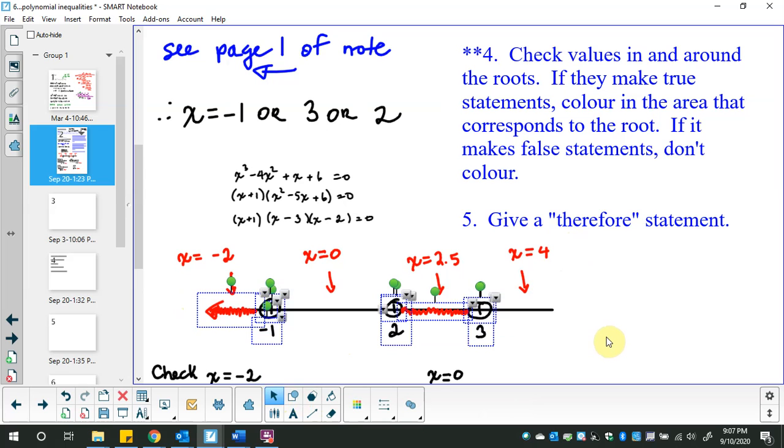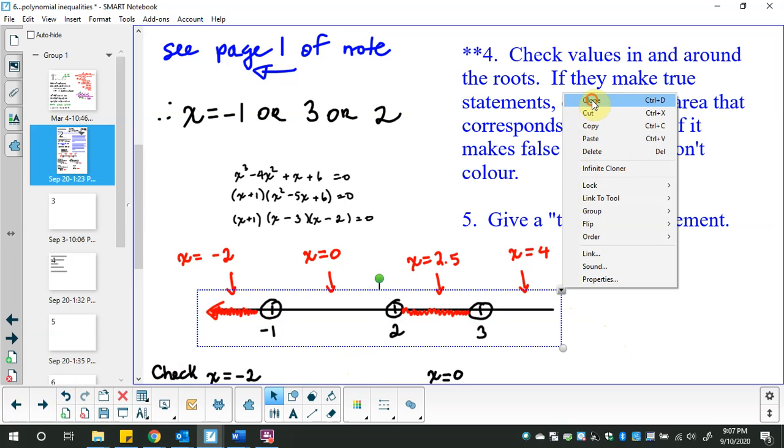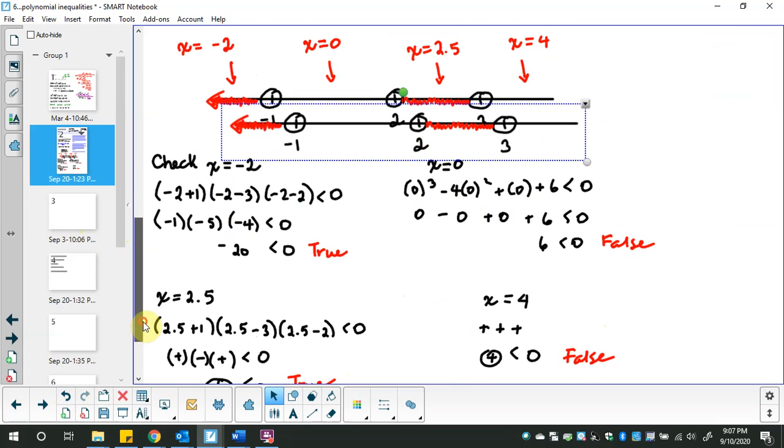Let's see if I can do this right. Not right. So I'm going to clone. And I'll take it downstairs to make my therefore statement.